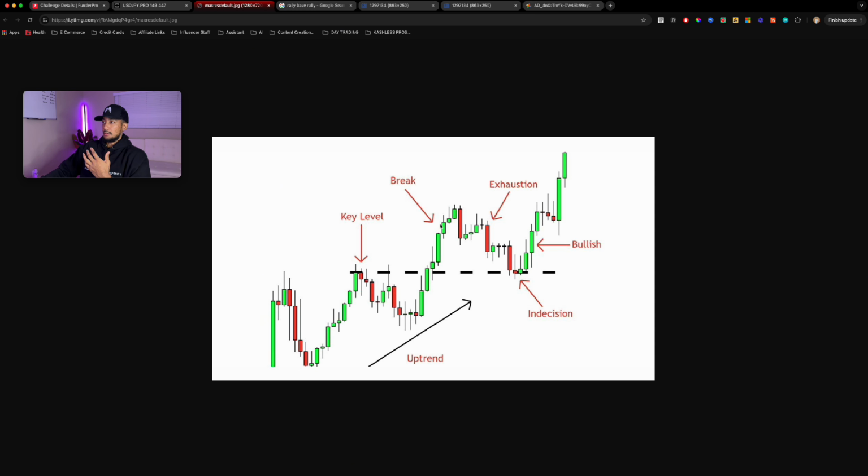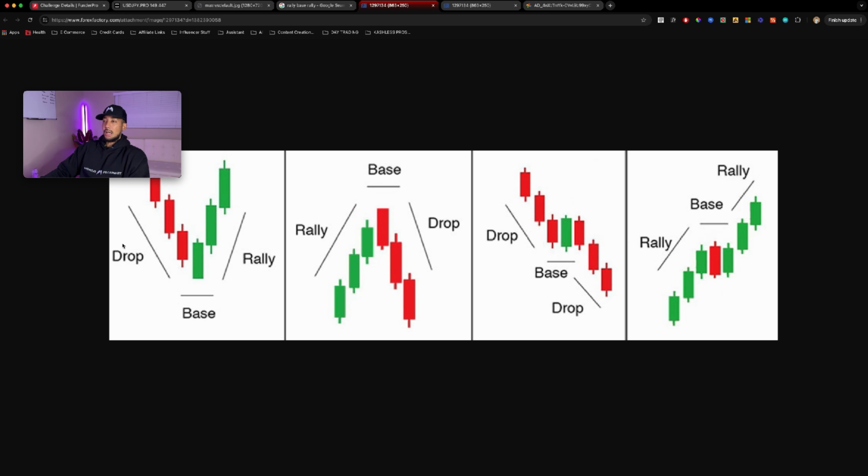There's also, let's go ahead and move this over a little bit. We also have the drop-based rally, so it looks like a V. So basically there is a sharp reversal and strong bullish candles that are showing. And then the same thing for the bearish, right? So we have a rally-based drop, basically looks like an A without the middle thing. And then we have the drop-based drop and the rally-based rally, right?